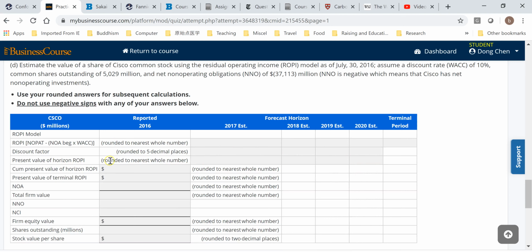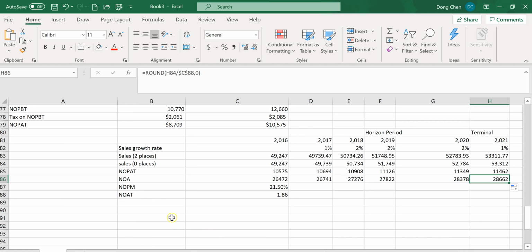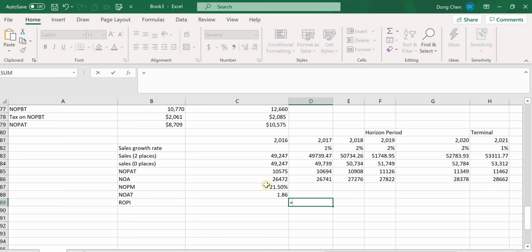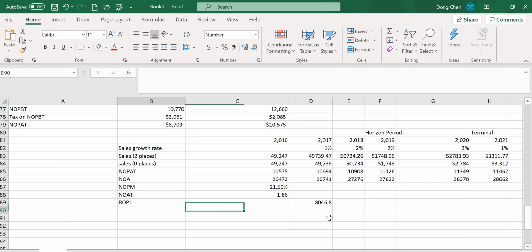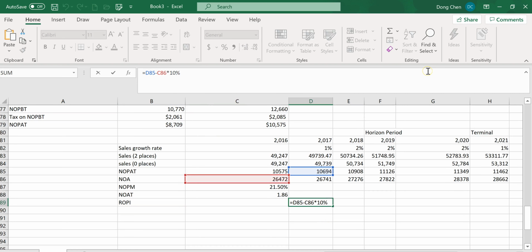So we start from the calculation of ROPI. So going back to our worksheet, ROPI. So we know that ROPI equals NOPAT, right? And then minus the beginning value of NOA. So relative to 2017, the beginning value is the last year's NOA, which is the 2016 NOA. And then that times the discount rate, 10%, right? The formula is here. And then I need to follow the rounding requirement to round this to 0 decimal places.